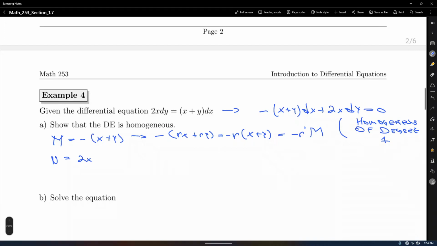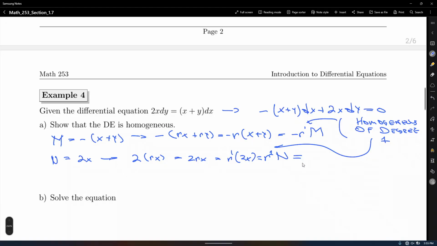Number 2, 2x. So this is the same as saying 2 times rx, but this is 2rx, which at the same time is r times 2x. Okay, this is r to the first power times n, which is also homogeneous of degree 1. So that takes into account both. That means we can solve this differential equation using this method of homogeneous.